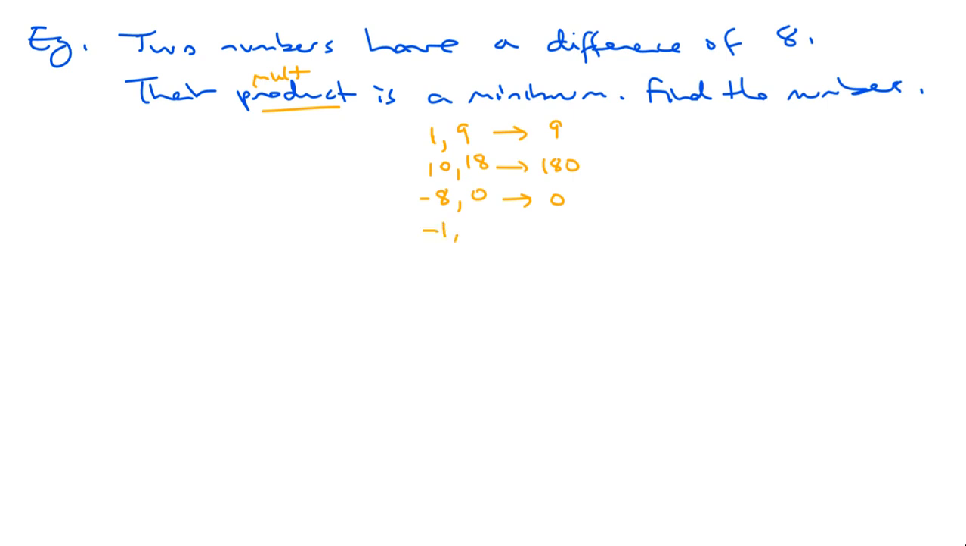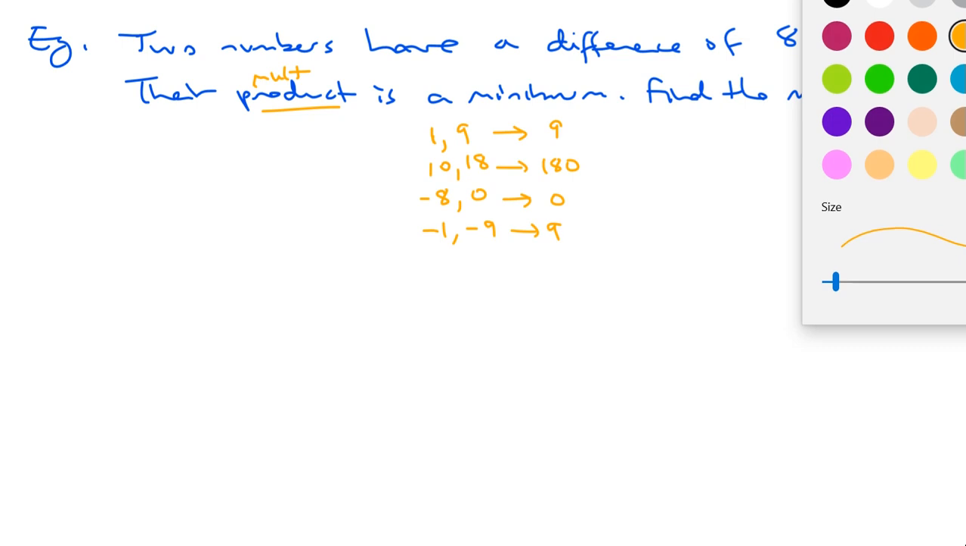How about negative 1 and negative 9? That's a difference of 8. Oh no, that product is 9 already, so that's higher than 0. So what is the minimum product you can get? I don't know, we're about to find out. But we know that the two numbers are 8 apart.